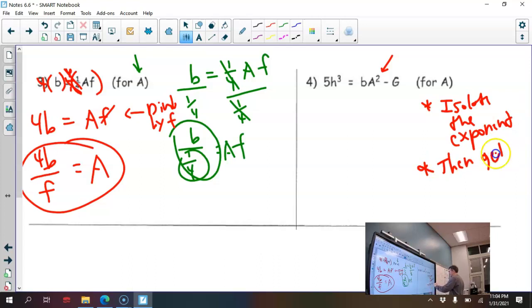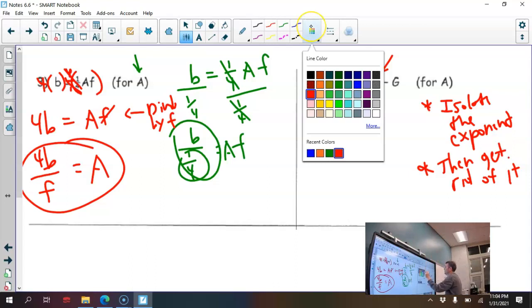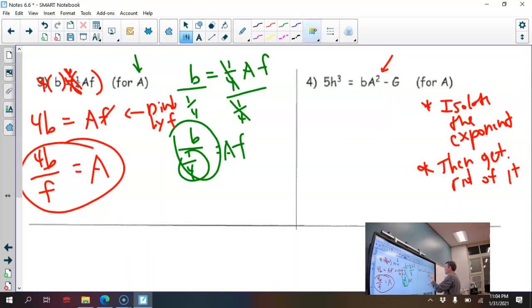Then get rid of it. So everything else here is the same, but I wanted to point out how to get rid of the exponent. First, isolate the exponent. So in this, the first thing I'm going to do is get the a by itself. So first I'm going to get rid of the g. I'm going to add g to both sides. So on this side, I'll have 5h³ plus g, right? Because I'm adding g. And that'll cancel out the g over here, and I'll have ba².